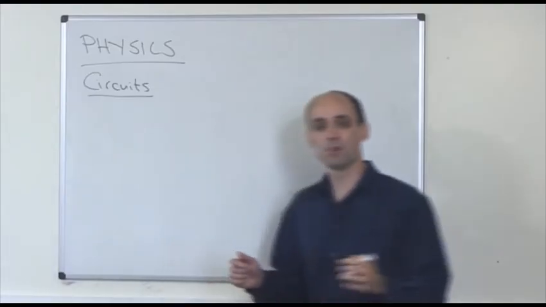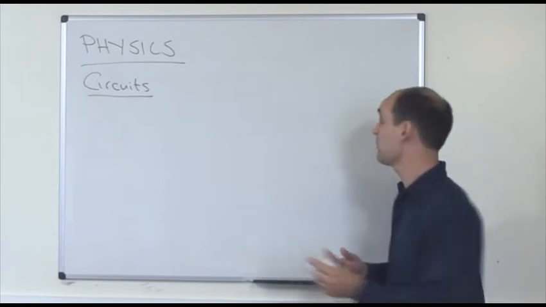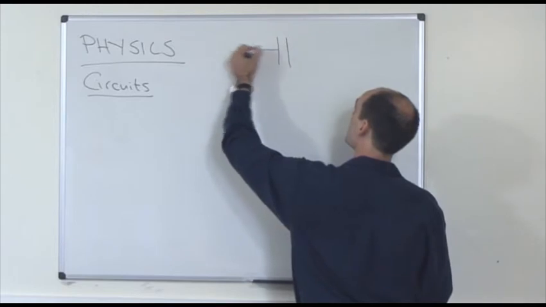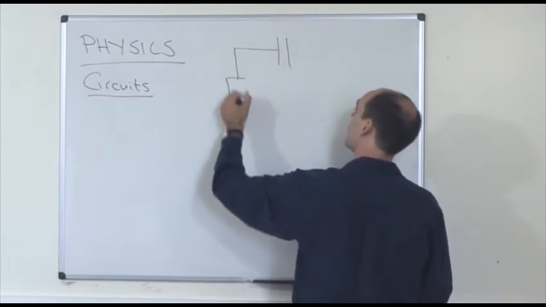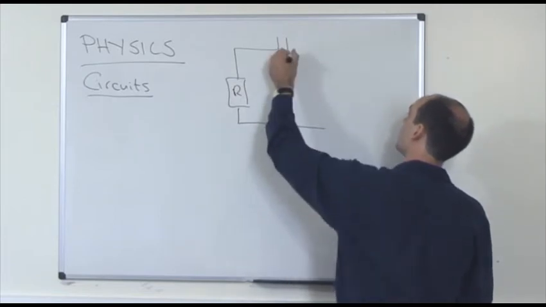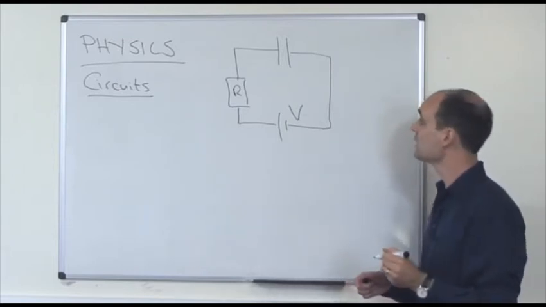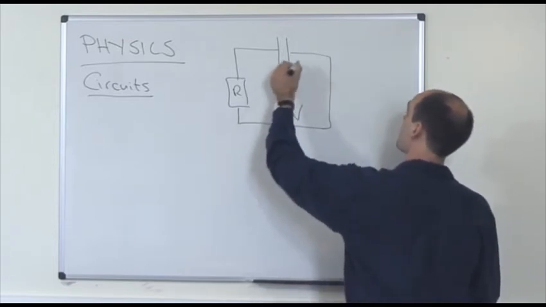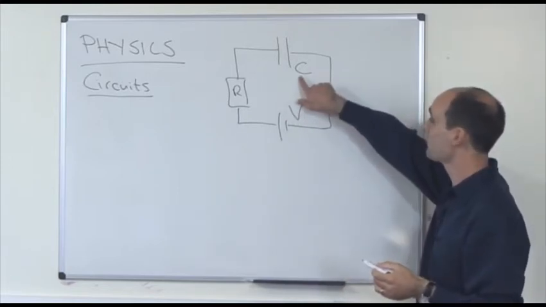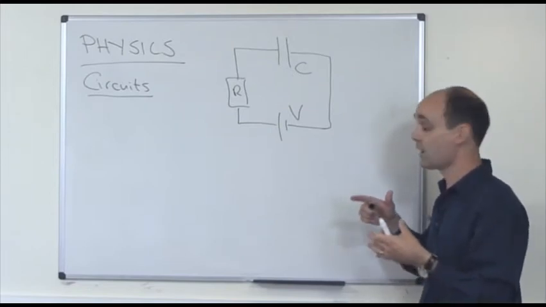And a very simple example of that, let's think of a simple circuit which involves something called a capacitor. So here's the symbol for a capacitor, and it's in a circuit with a resistor R and a battery here. The battery you would say has a voltage V, and the capacitor has a capacitance C. And there's a relationship between the capacitance and the charge stored on the capacitor and the voltage.